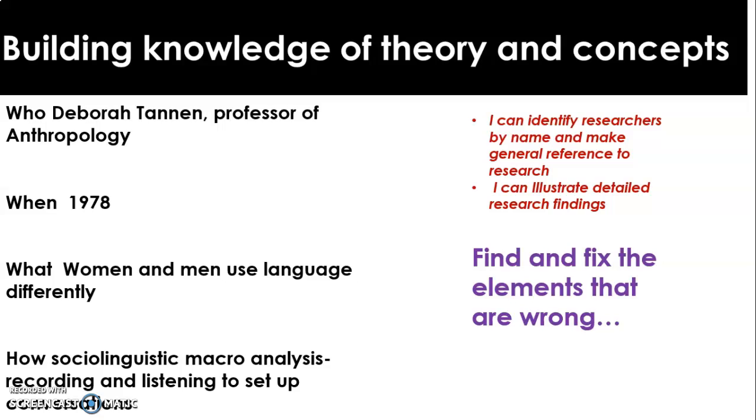So read through. So this is our who, when, what, how aspect of the card. So this student has said Deborah Tannen is a professor of anthropology. When was she working? In 1978. What did she say? That women and men use language differently. How did she say it? Well, she did a sociolinguistic macro-analysis, recording and listening to set up conversations. But, here's our but, there are mistakes here.